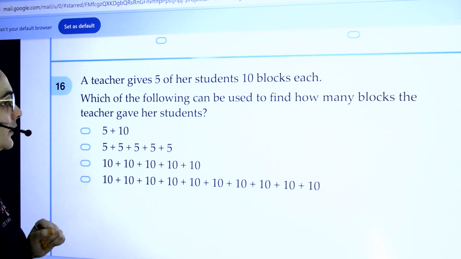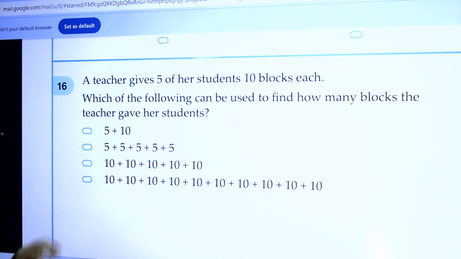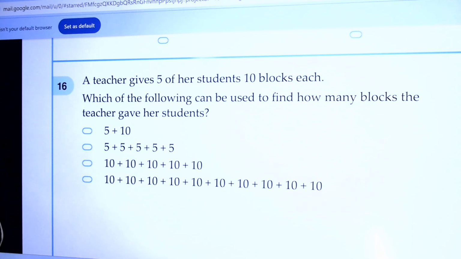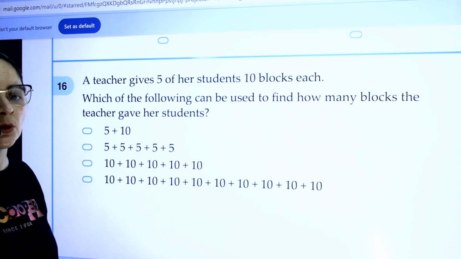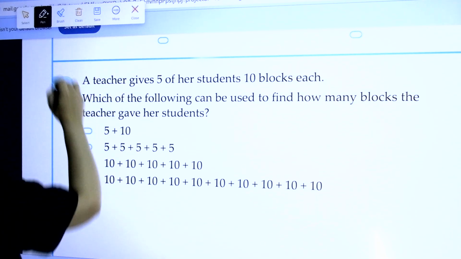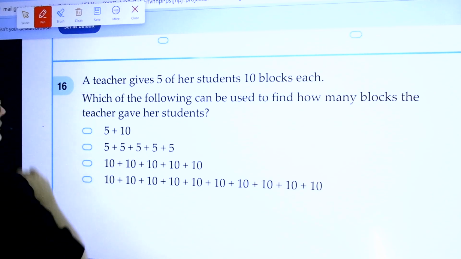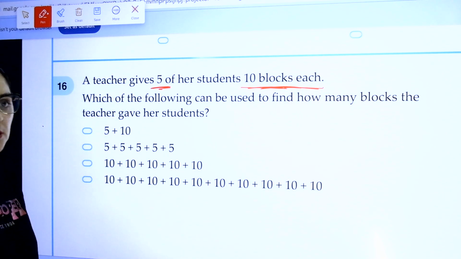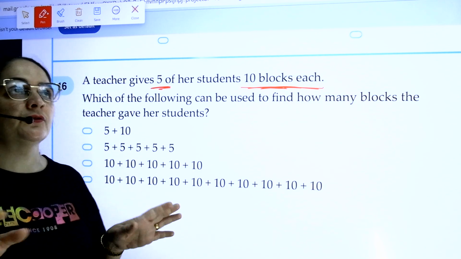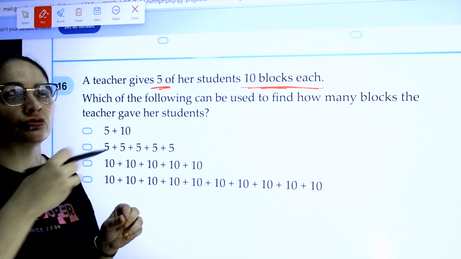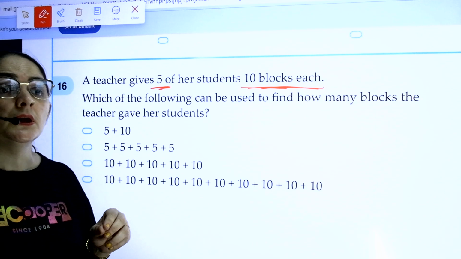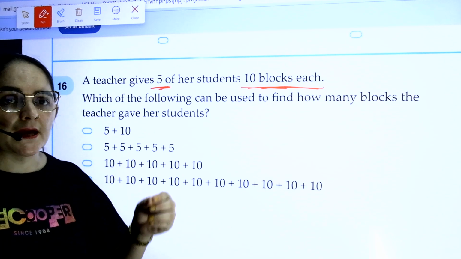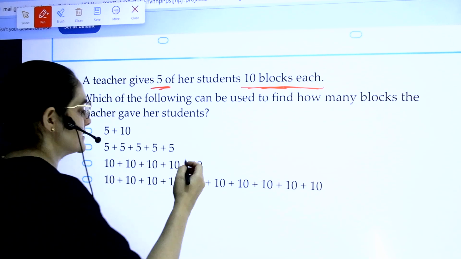So question 6 is about a teacher who gives 5 of her students 10 blocks each. We should always be focusing on the information given in the question. So you should be imagining that there are 5 students, and the teacher is giving 10 blocks to the first student, 10 blocks to the second student, 10 blocks to the third student, 10 blocks to the fourth, and 10 blocks to the fifth student. That means 10 plus 10 plus 10 plus 10 plus 10.